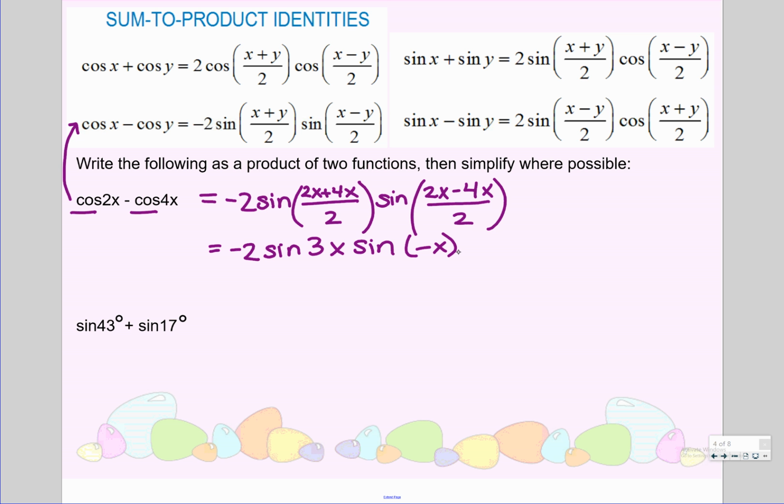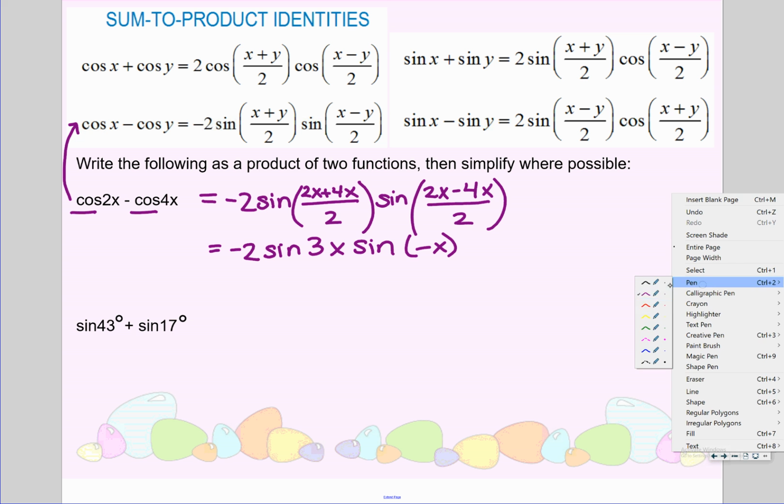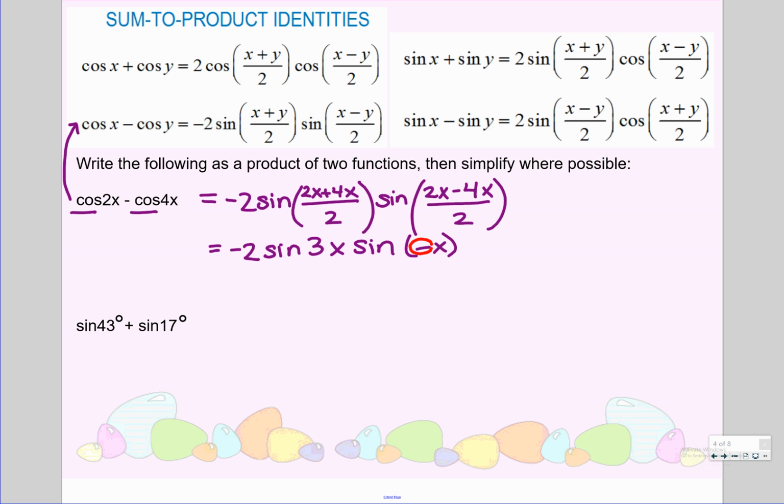The only other thing you can simplify is you have a negative angle. The negative is in a sine, and because sine is odd, according to those even odd identities, you can bring it out front. Now, I could bring it out front of just the sine function, but this is all multiplied together. It's all just one big term. So I'm just going to bring it out front of the whole term. If I bring it out front, there's already a negative there, so it just cancels. You're going to get 2 sine 3x sine positive x. Final answer.